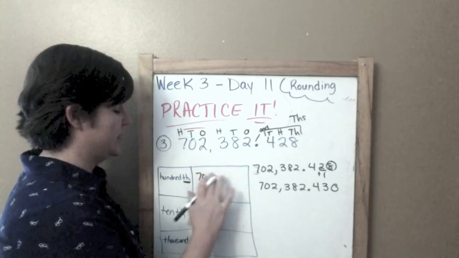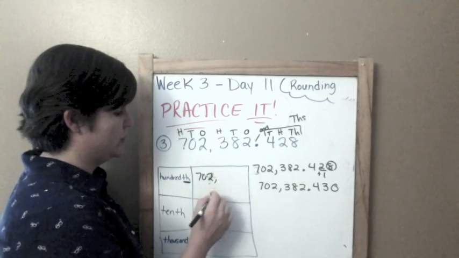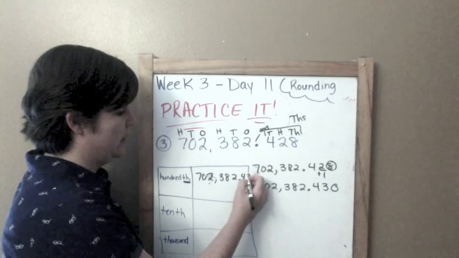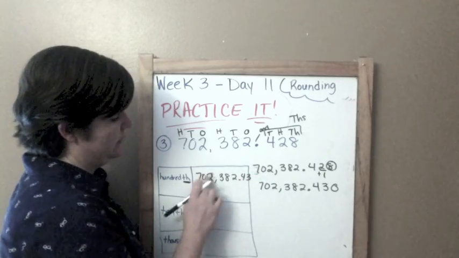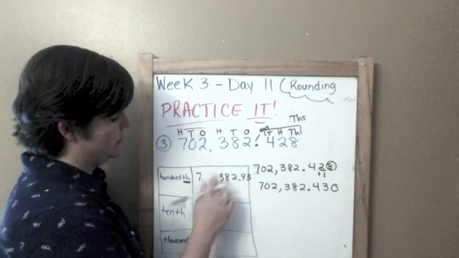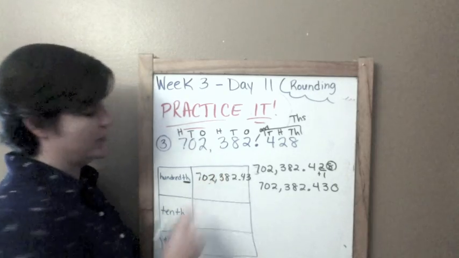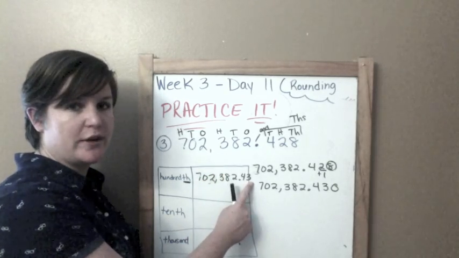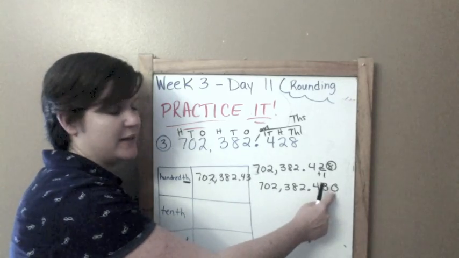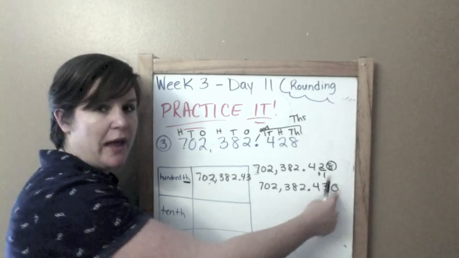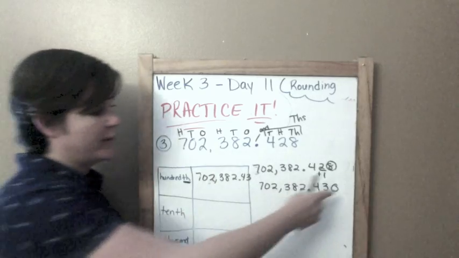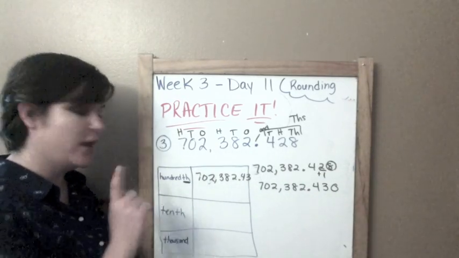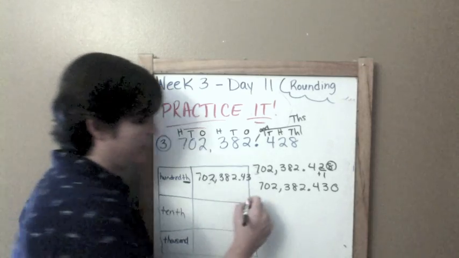702,382 and 43 hundredths. Now notice, I didn't put my 0 there. That's okay because once we get into the decimals, if there's a 0 hanging on the end with nothing else past it, then we can just go ahead and get rid of it when we're in the decimals. All right, now to the nearest tenths.